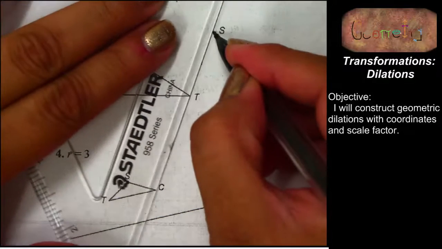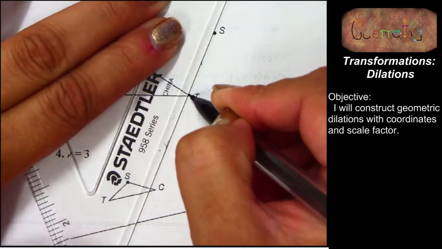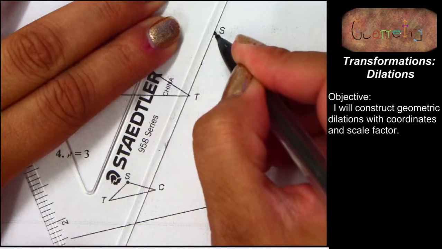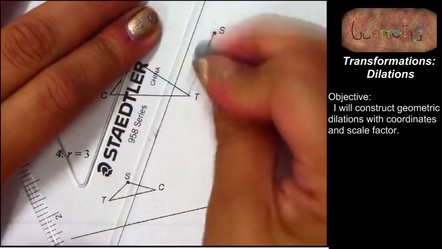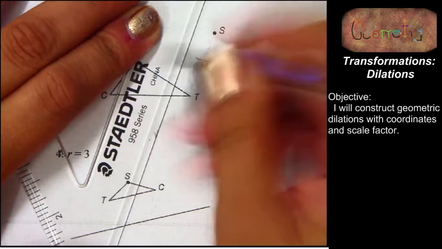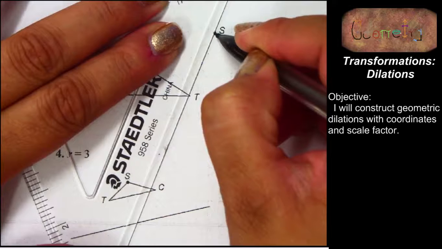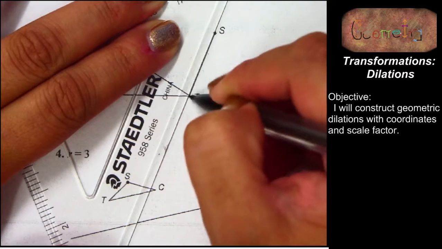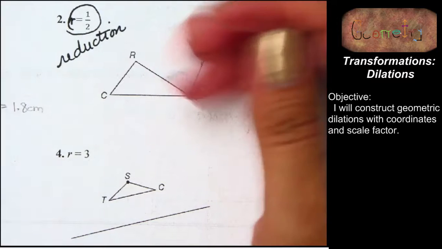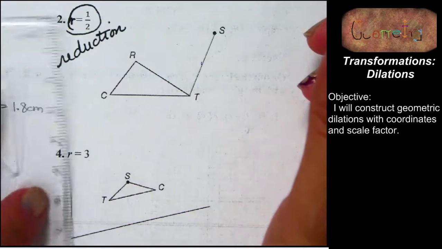From every vertex, we're going to connect it to our center of dilation, in this case the point S. But unlike the enlargement, we don't need to go past the vertex because this is going to get smaller. So if it's smaller, it's going to get closer to the center of dilation. It's not going to get further away. I'm going to do one vertex at a time.